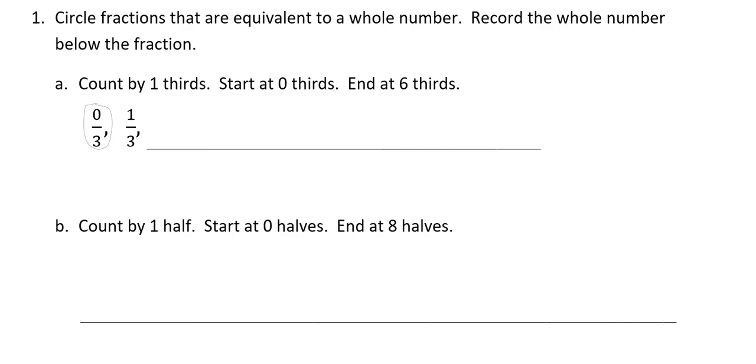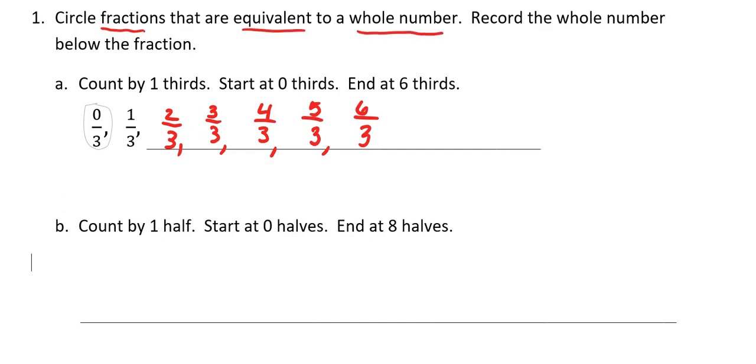In part A, we're going to skip count by 1/3, and we will end when we get to 6/3. The counting has already been started for me. I have 0/3, 1/3, and I'll keep that pattern going until I get to 6/3. 2/3, and there I have 6/3, and I'm stopping at that point. And now I need to go through and circle the fractions that are equivalent to a whole number.